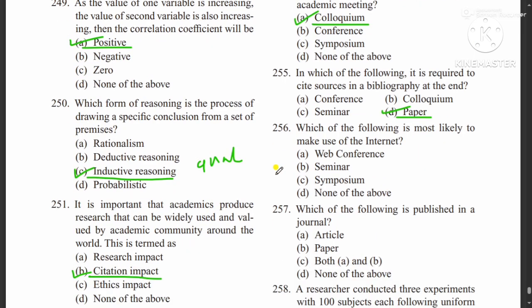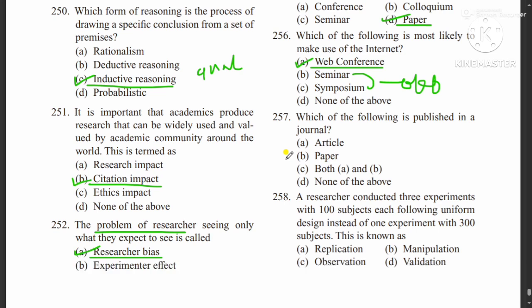Next, which of the following is most likely to make use of the internet? So option A is correct. Web conference. Because symposium and seminars are offline and only the web conference uses the internet.